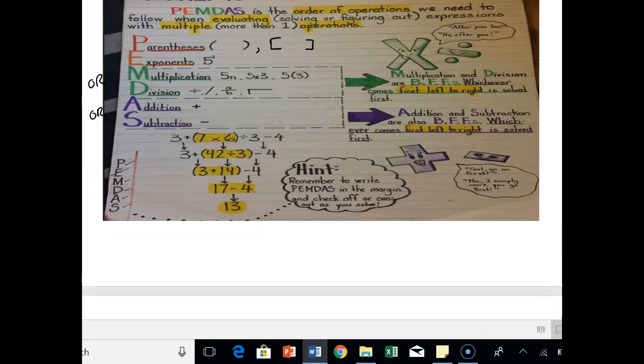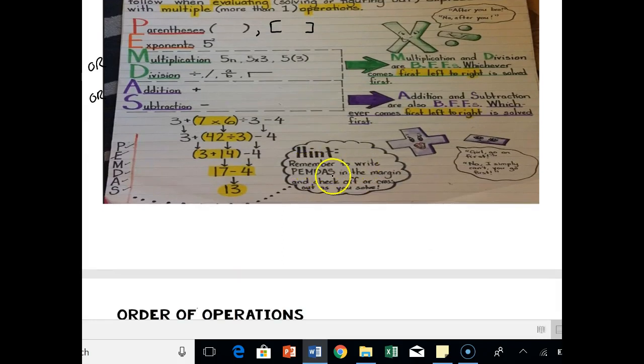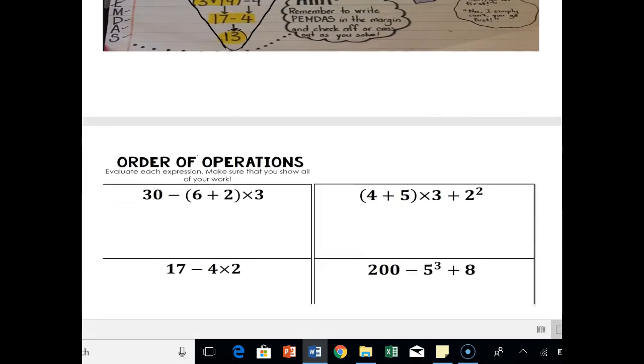Hint, remember to write the words PEMDAS. That's what we'll be doing, and then checking off every time you do that, and that way you'll never do anything out of order. Also, get used to this kind of V shape right here. These big, long problems should eventually get into one answer at the end, and everything narrows down into a V shape. So let's flip over to the back.